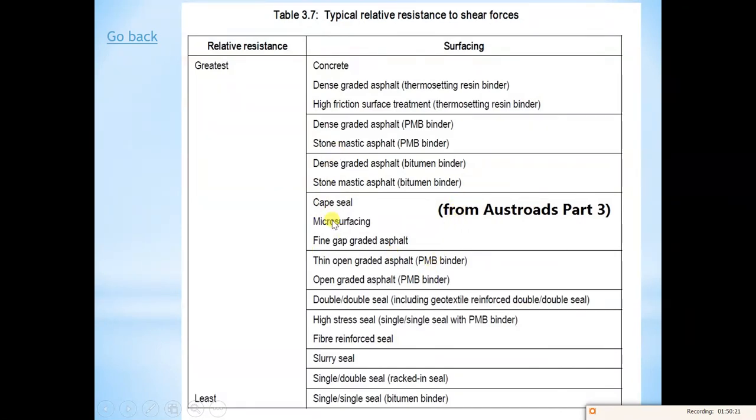Okay, the relative resistance to shear force of various surface types. I think we talked about this also. The good performers are the dense graded asphalt. They are good shear resistant. Actually, that's what we want. Dense graded, stone mastic is good. Stone mastic and dense graded, these two can be used at the intersection. Fine gap graded, they are just average, and they should not be used for heavy traffic. It's mostly for the light traffic. Okay, the open graded asphalt, they are quite a poor performer for the shear force.